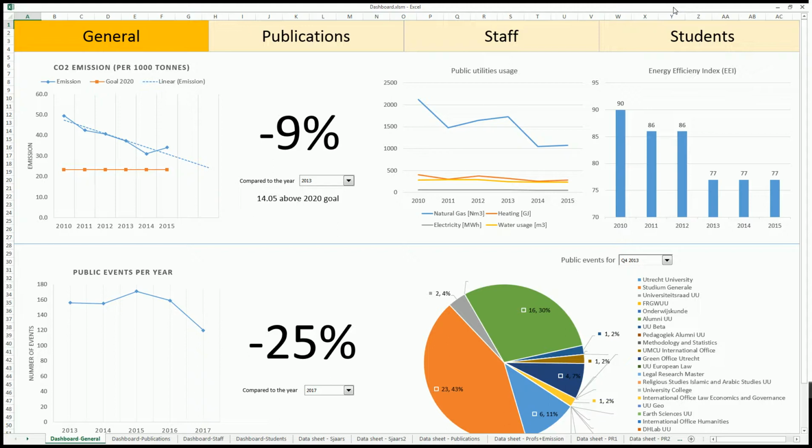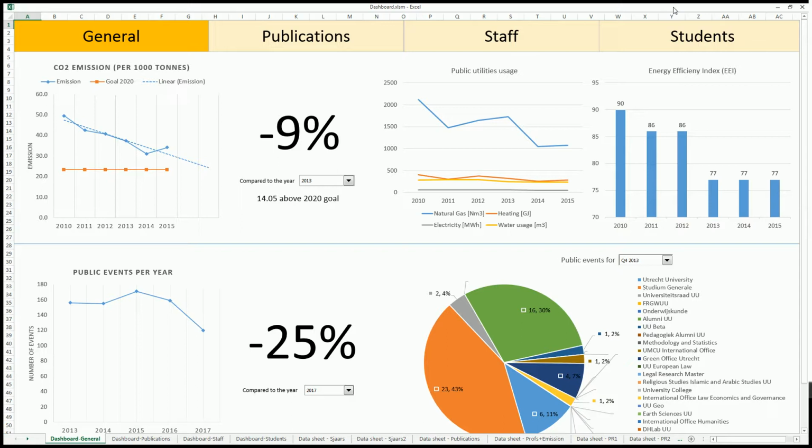We divided the data up into 4 different categories: general stuff, data about publications, about staff, and about students. I'm going to go over these categories one by one. First up, the general. In the general tab on the dashboard, we divided it again into 2 categories: stuff about CO2 emission and about public events.